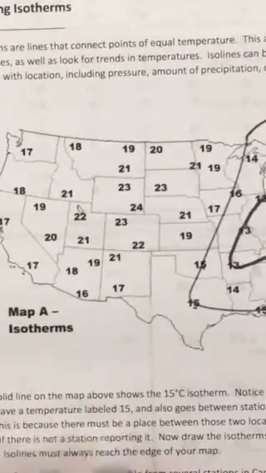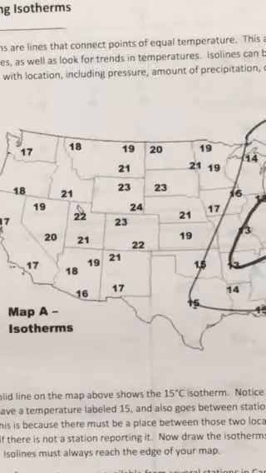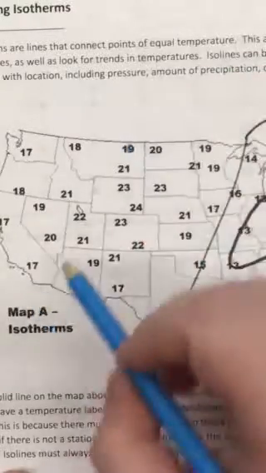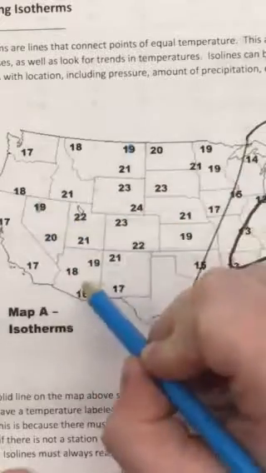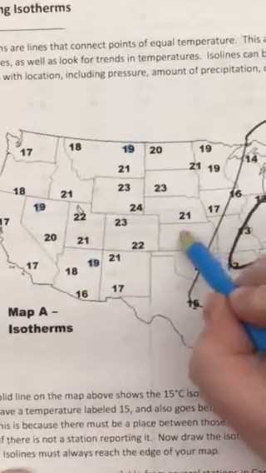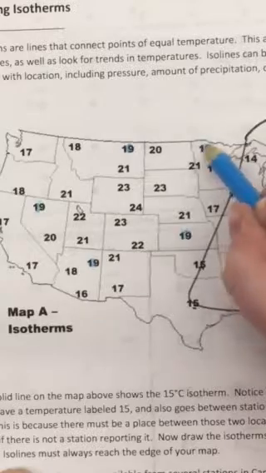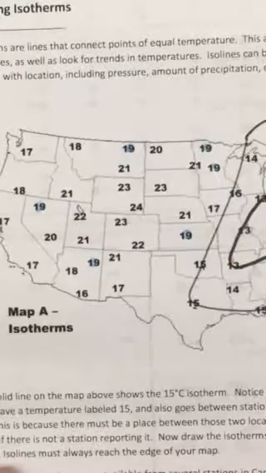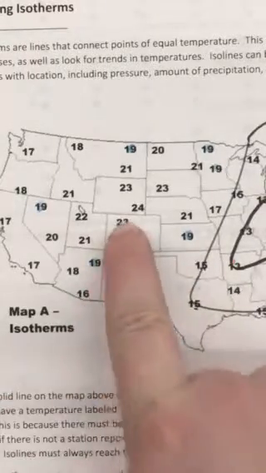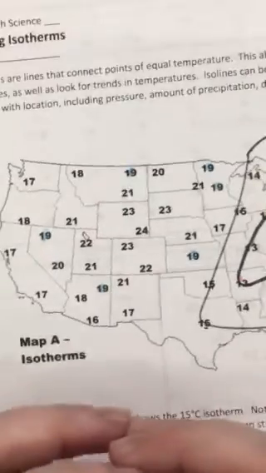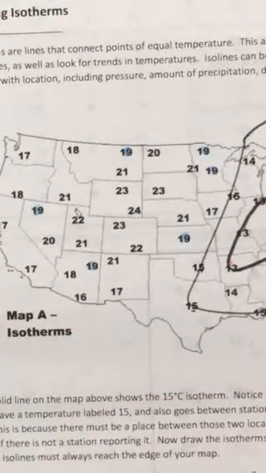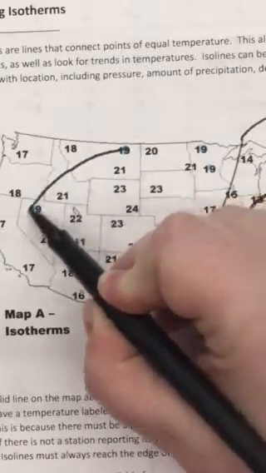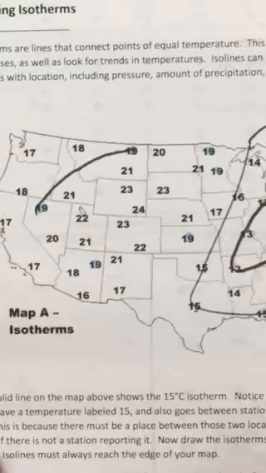If we wanted to draw the 19 degree isoline, we would need to find all of the numbers that are 19. So I've got a 19 here, and here, and here, here, here, and here. And I'm going to connect all of the 19s, keeping the bigger numbers toward the middle, so all of the numbers that are bigger inside and all of the numbers that are smaller outside.